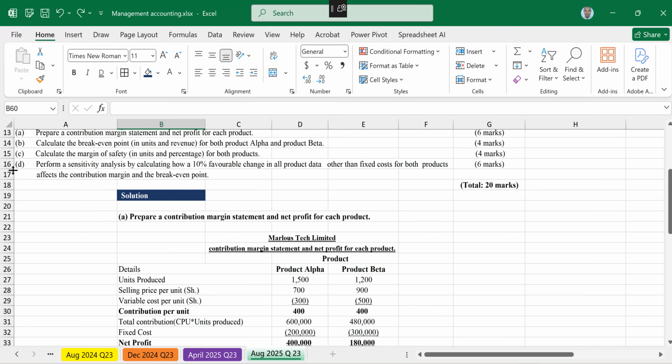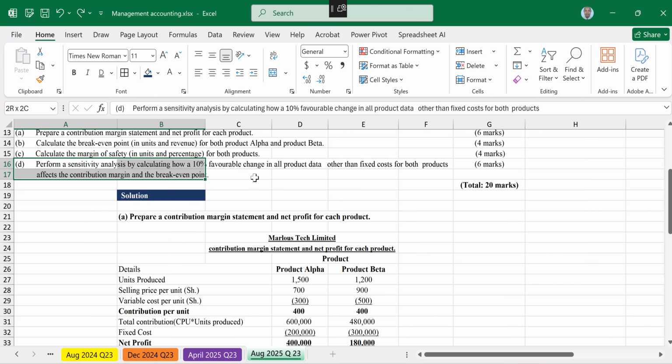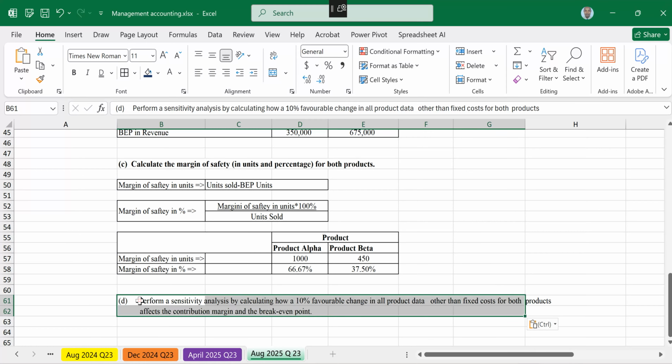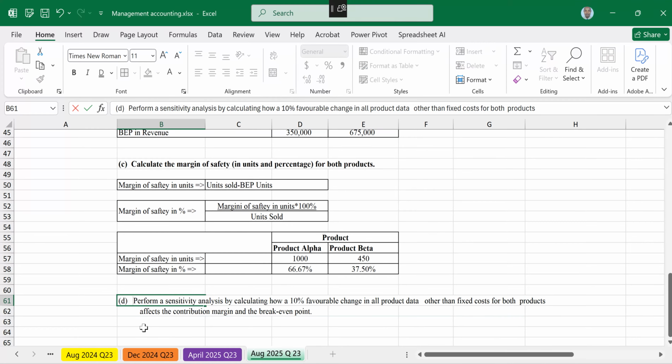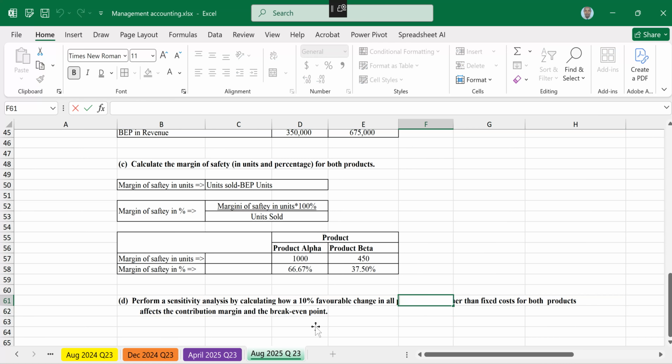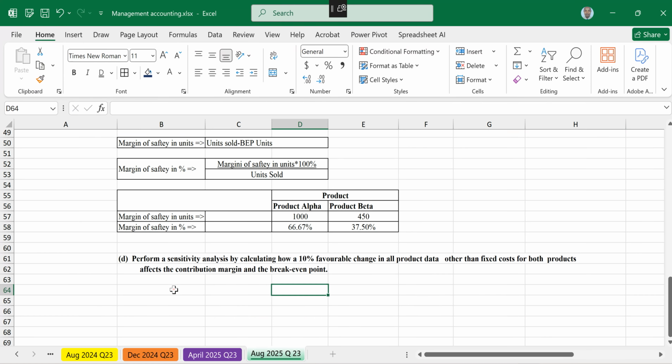Number C, part of the question. Perform a sensitivity analysis by calculating how a favorable change in all product data other than fixed costs for both products affects the contribution margin and the break-even point. Okay, so we recompute, we redo what we have up there.